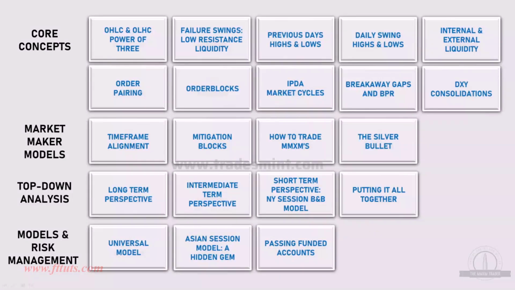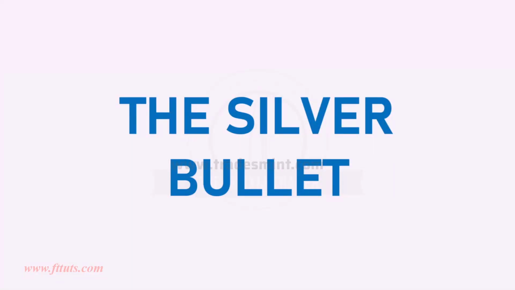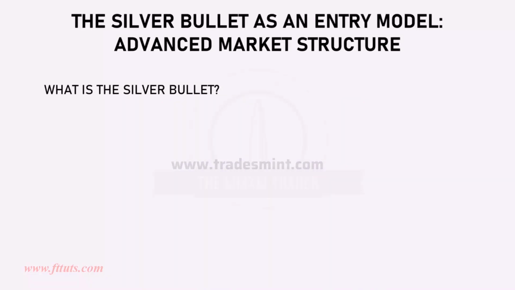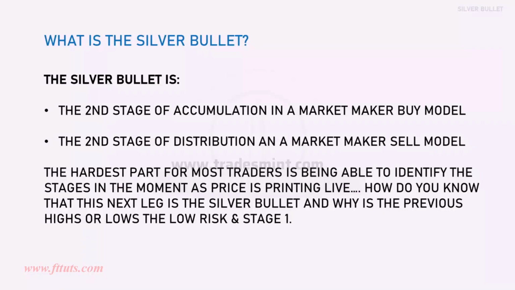Coming up into the last lesson of the market maker model section, we're going to be talking about the silver bullet. The silver bullet. What is the silver bullet? It's advanced market structure, and we'll show you in some charts later how that looks. But first, what is a silver bullet?